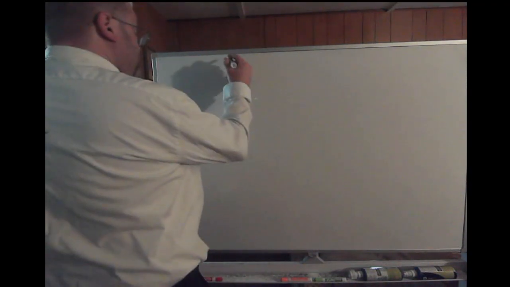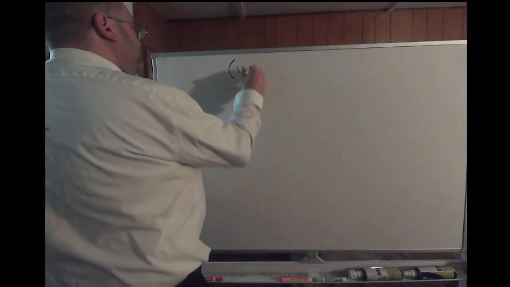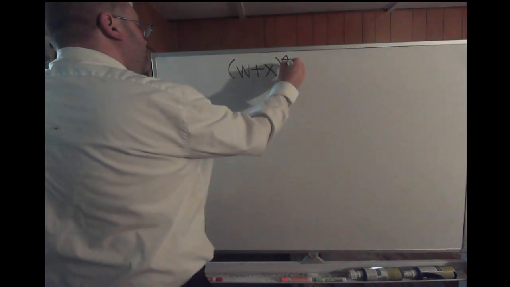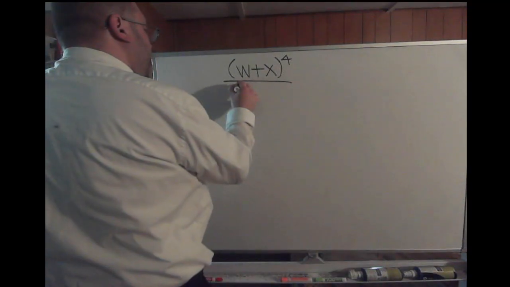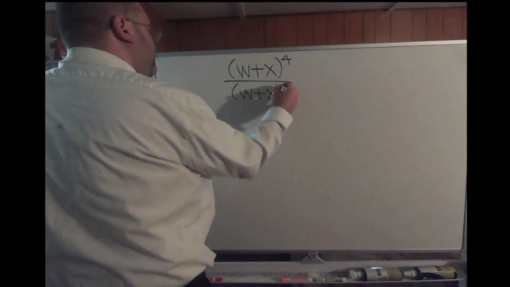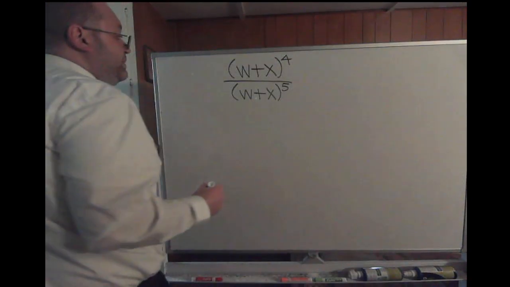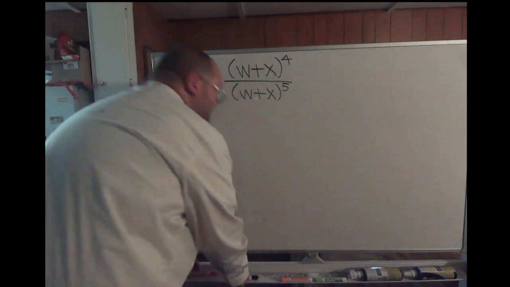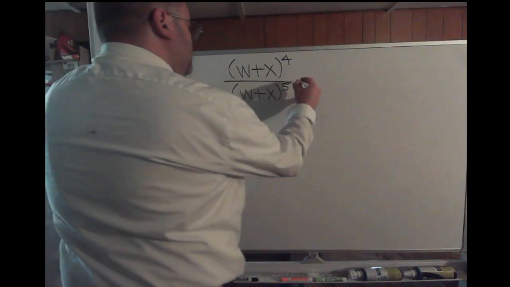What's the next one? Oh, good. We have w plus x to the fourth over w plus x to the fifth. Okay? Again, treat whatever's inside the parentheses as a single variable.